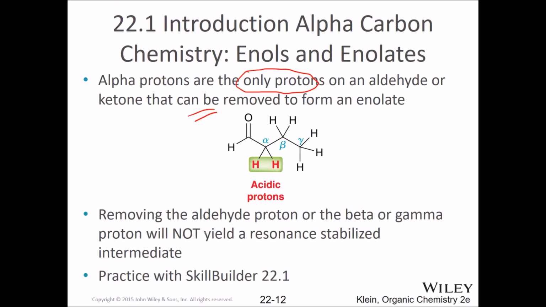Turns out removing the aldehyde proton, or the aldehydic proton, or the beta or the gamma proton will not yield resonance stabilization. And so it's not going to happen, right? Then you're back up to pKa's of 50 or such. Okay? Go practice with Skill Builder 22.1 and come back.